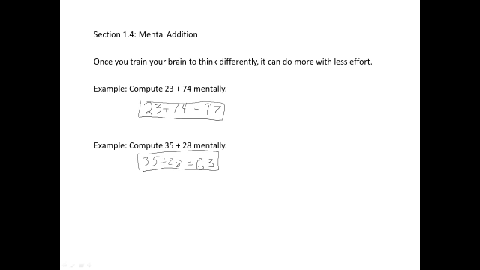As you get better at this type of calculation, you gain the ability to do even larger calculations in your head. Example, compute 362 plus 475 mentally. 362 plus 475. 362 plus 400 is 762. 762 plus 70 is 832. 832 plus 5 is 837.